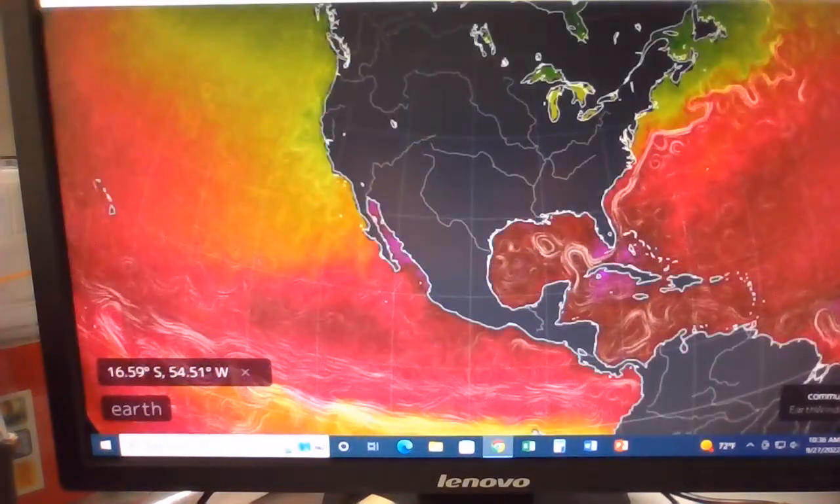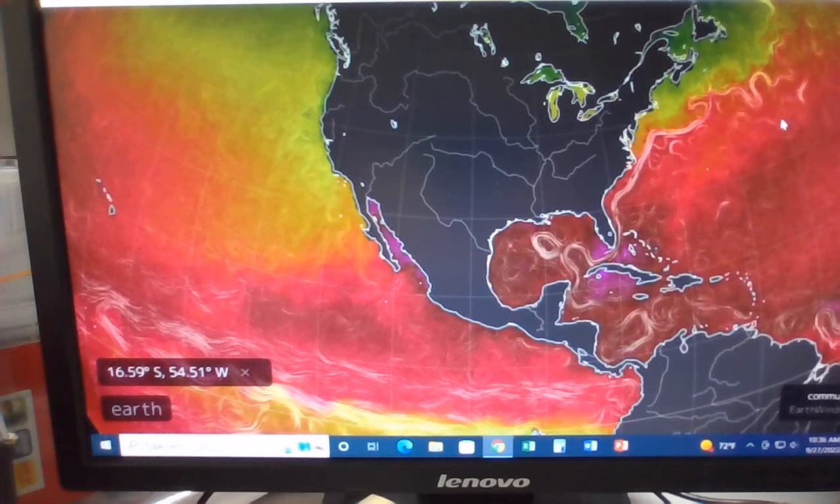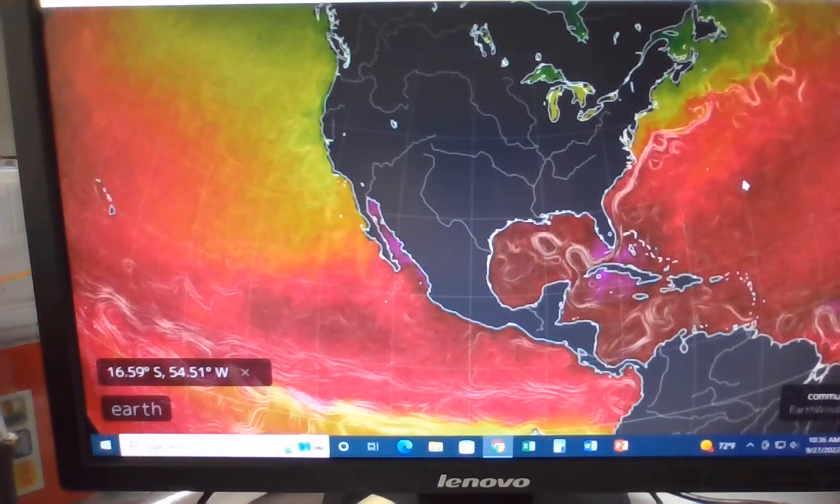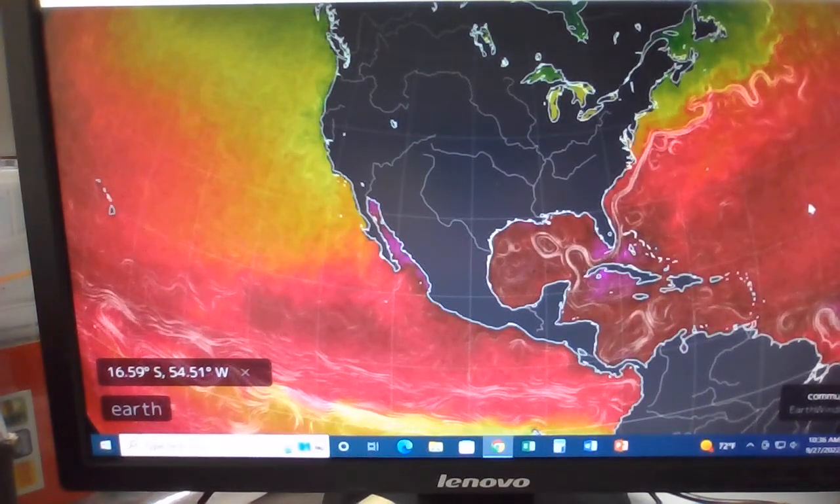So back to these currents. They're a little bit under the surface, down a few meters, 30 meters, 50 meters. I can't even remember, and it doesn't tell me on there. So these are down underneath the surface a little bit.